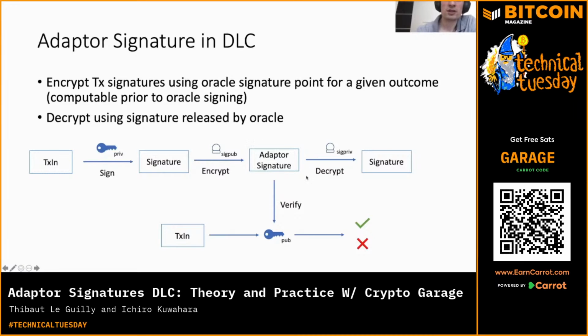Once you get this adapter signature, your counterparty can verify that it actually encrypts a signature that will enable him to unlock some UTXO. And then once the Oracle releases the signature, this adapter signature can be decrypted to a signature that will enable unlocking some funds.